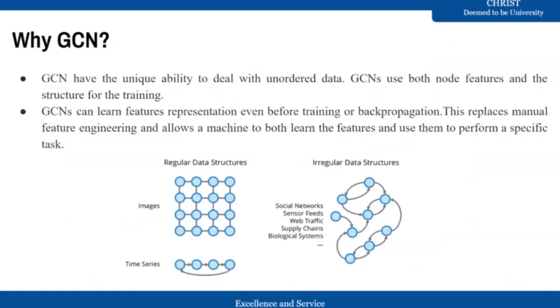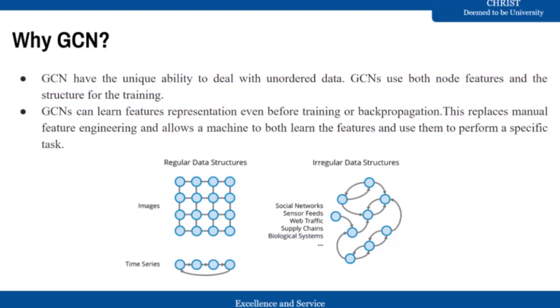So now, why graph convolution networks? Graph convolution networks have a unique ability to deal with unordered data, and GCNs use both node features and structure for the training. The other methods like LSTM and BiLSTM do not deal with unordered data. GCN can learn feature representations even before training or backpropagation. This replaces manual feature engineering and allows the machine to both learn the features and use them to perform a specific task.